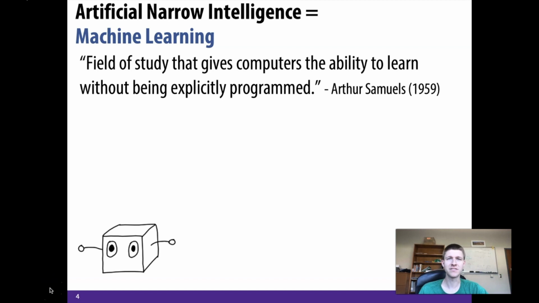Pretty much all of the advances and applications of artificial narrow intelligence over the last 10 years have come from machine learning, which is this technique to give computers the ability to learn without being explicitly programmed.